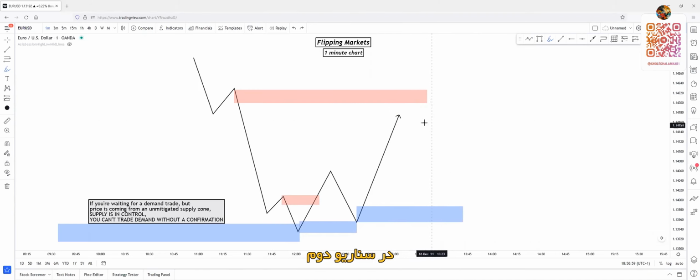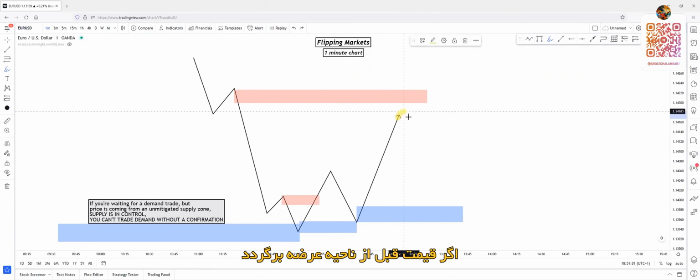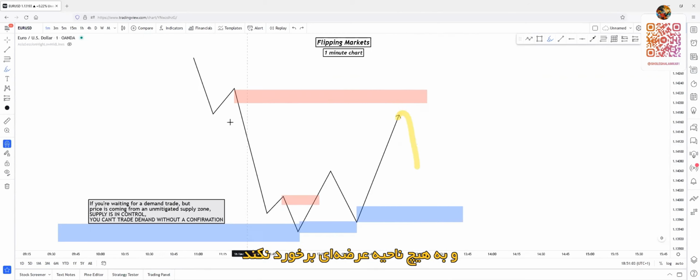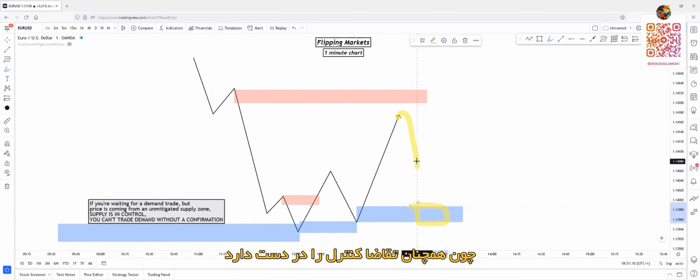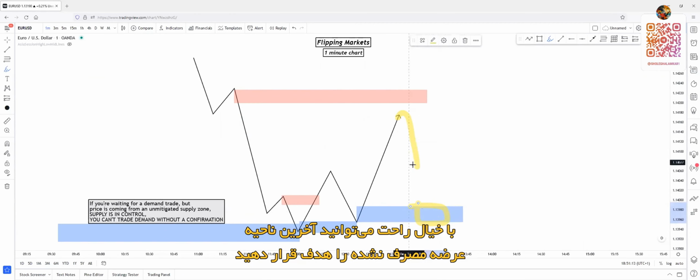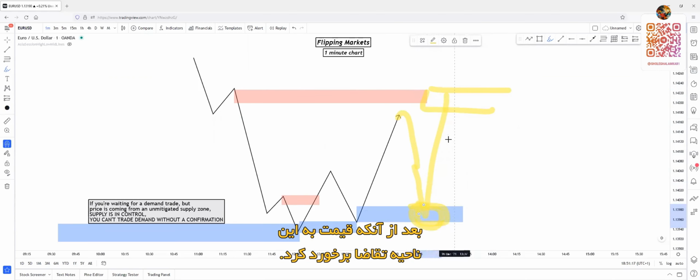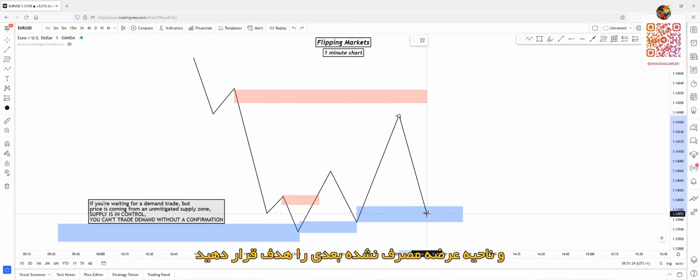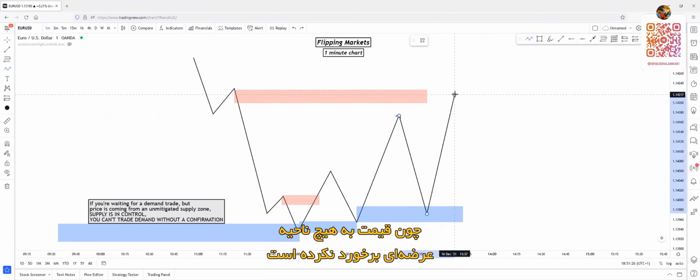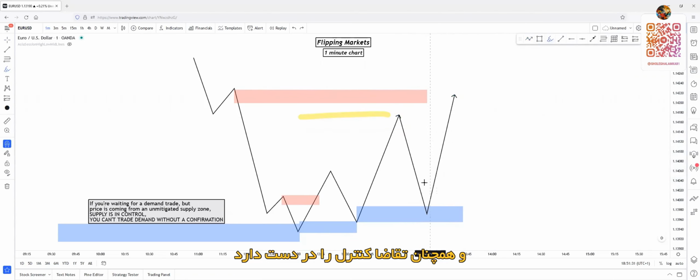Okay, the second scenario, if price reverses before this supply zone and does not tap into any supply zone, then you can open a risk entry here without any confirmation because demand is still in control and you can easily target the next unmitigated supply zone after the tap of this demand zone. So once more, if price reverses before this supply zone, you can easily open a risk entry here and target the next unmitigated supply zone because price did not tap into any supply zone, so demand is still in control.